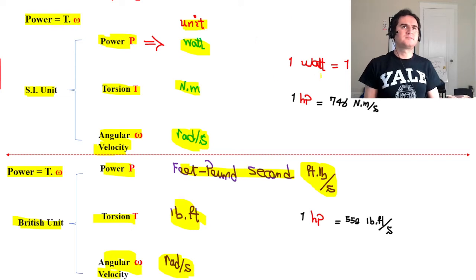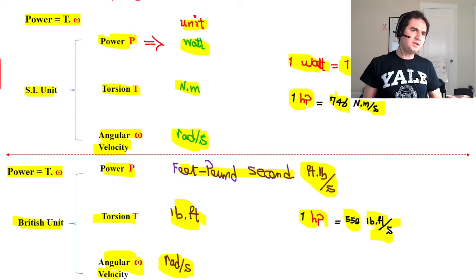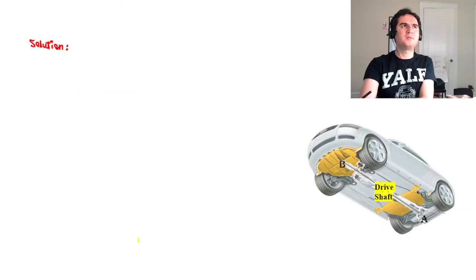1 watt is 1 Newton meter per second, and 1 horsepower is equal to 746 Newton meters per second. 1 horsepower in British units is 550 pound-feet per second. By knowing this, we can attempt our problem.